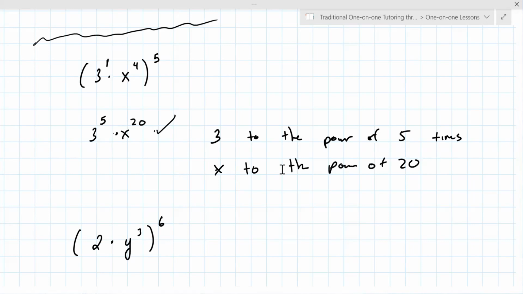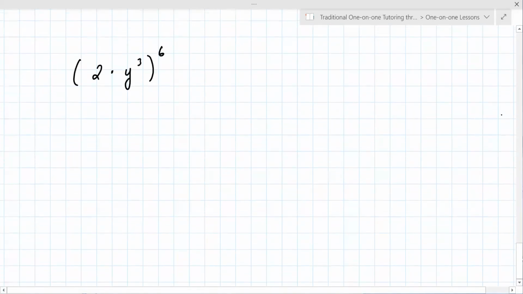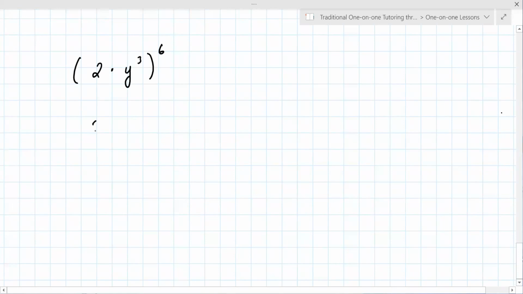Okay, so I got... No. Let me write it here, and then you tell me if this is exactly what you wrote, roughly. I mean, put the numbers in the right place. Is that what you wrote? Yeah. Okay, so this is 2 to the 6th, times y to the 18th. Yep, that's what I wrote.